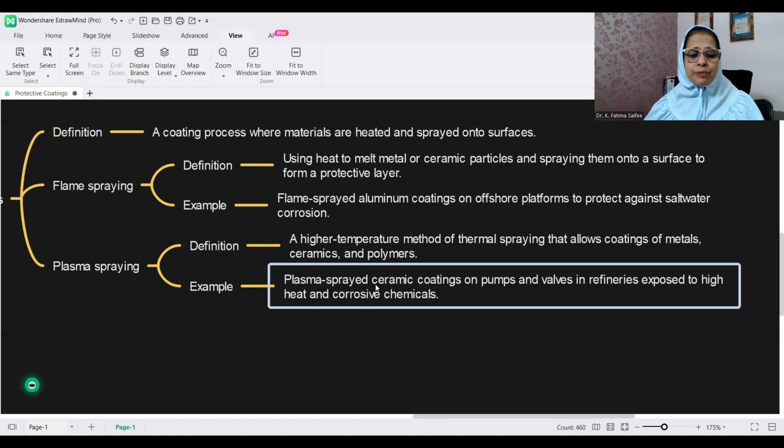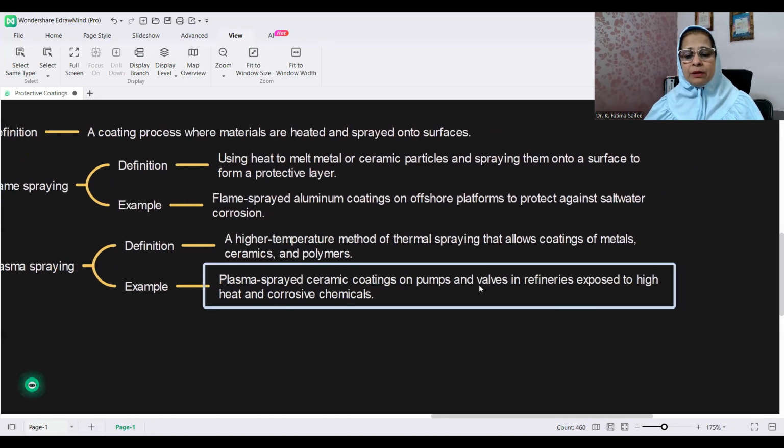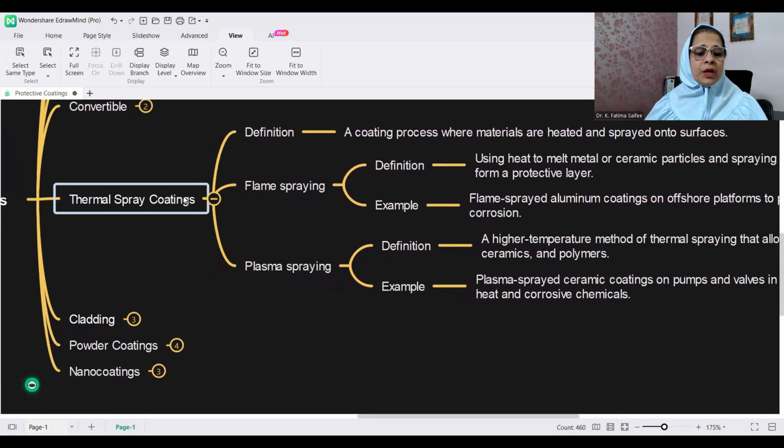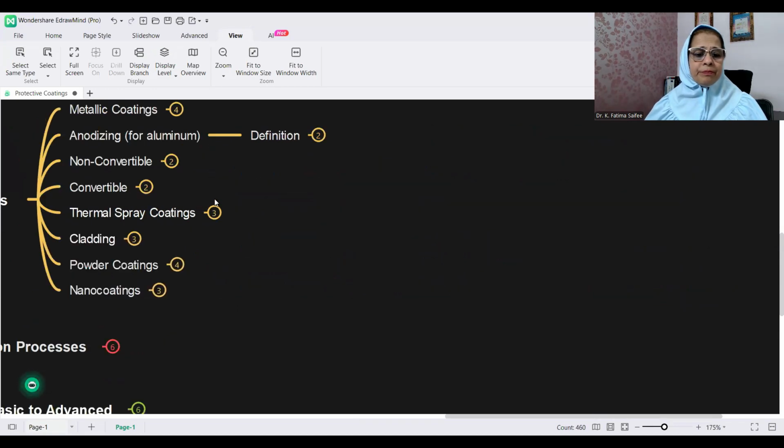So, plasma sprayed ceramic coating on pumps. Here we are using pumps and valves in refineries exposed to high heat and corrosive chemicals, where plasma sprayed ceramic coating can help protect from high heat as well as corrosive chemicals. This is how we are using thermal spray coating.